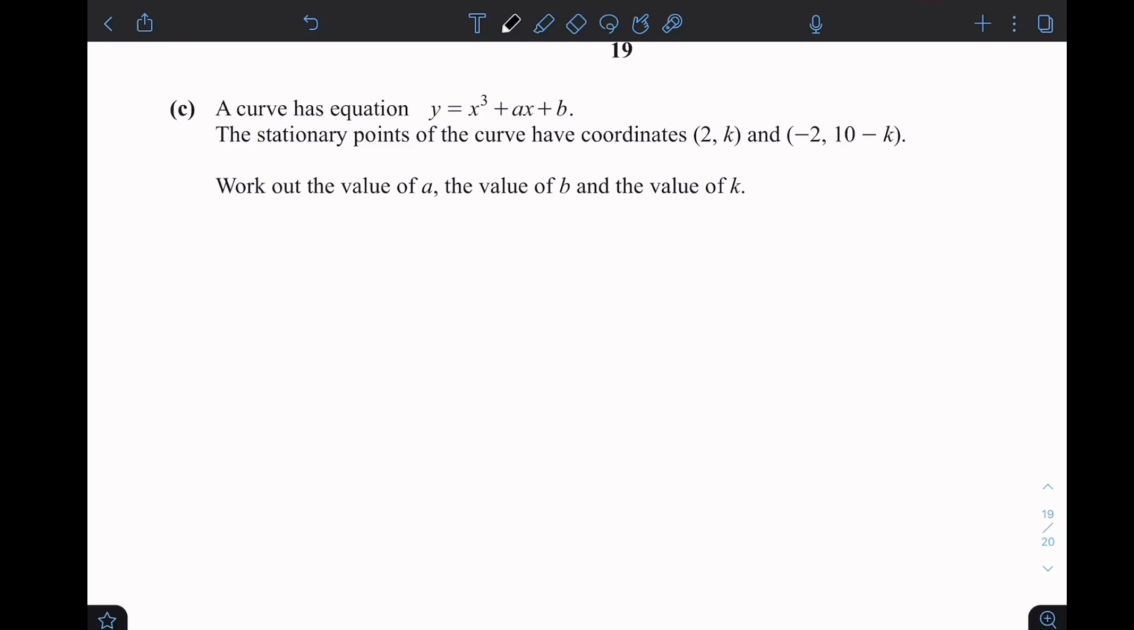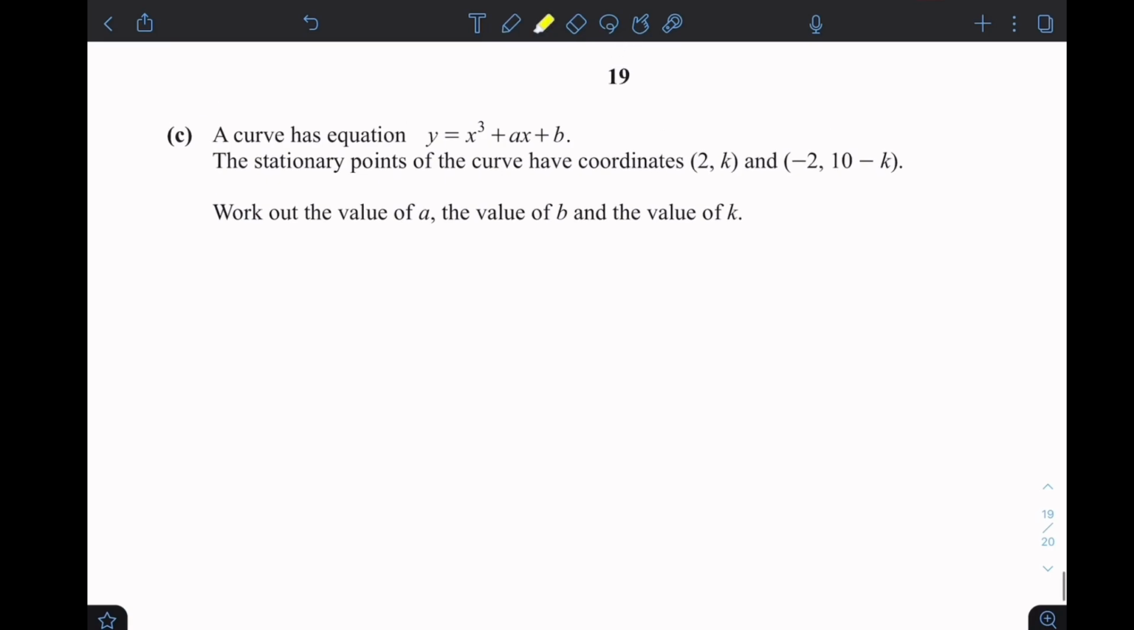A curve has an equation: y is equal to x cubed plus ax plus b. The stationary points of the curves have coordinates 2k and -10, 10 minus k. Work out the value of a, the value of b, and the value of k.